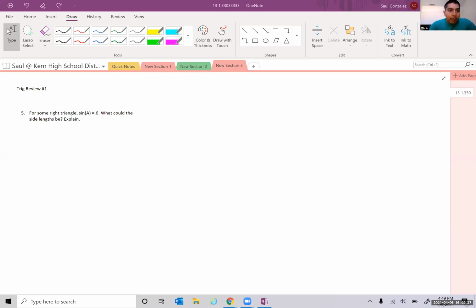This problem is problem number 5. It's coming from trig review number 1. So this is what they want us to do. For some right triangle, sine of A is equal to 0.6. And the question is what could the side lengths be? Explain. Okay, so 0.6. So let's see if we can express 0.6 as a fraction.